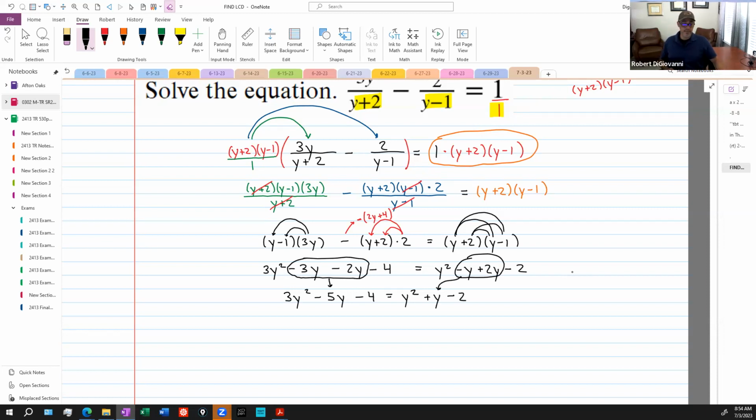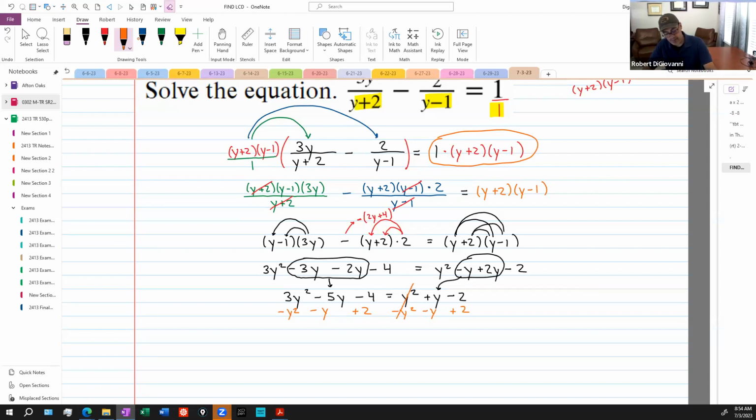Okay. We finally have the quadratic equation, right? That's an equation that has y squared in it. Let's get everything to one side. So what I'm gonna do is I'm gonna subtract y squared, subtract y, and add 2 on both sides. Subtract y squared, subtract y, add 2.